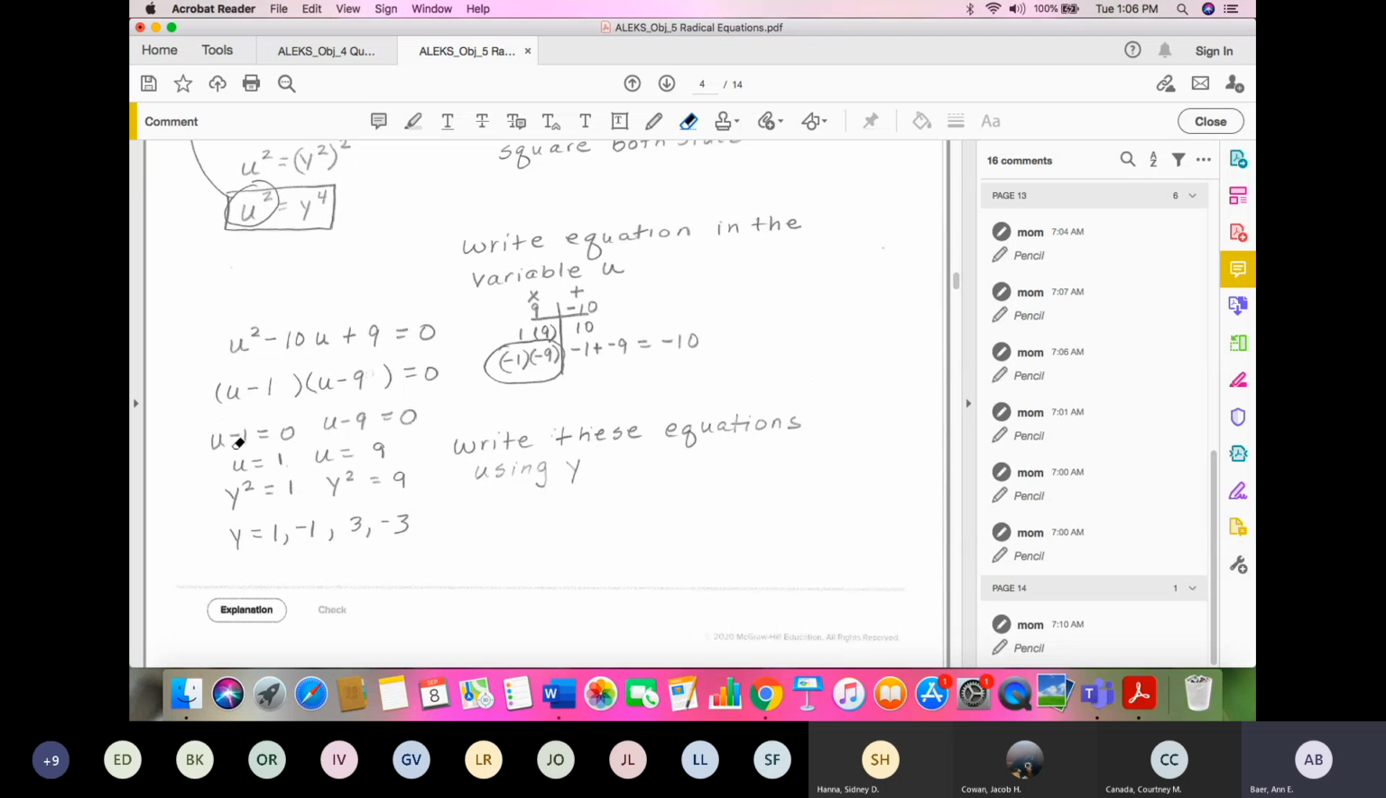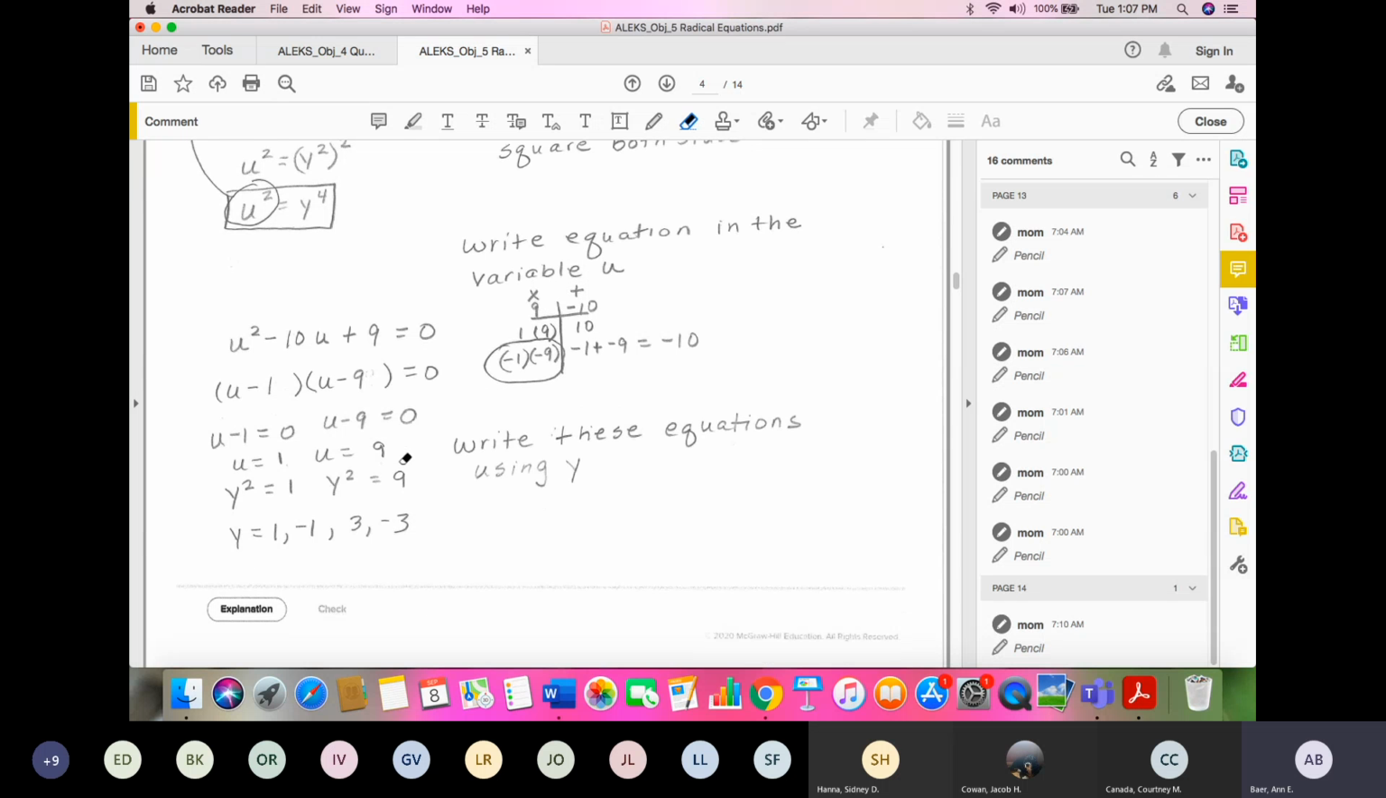If we bring this minus 1 to the other side, it's going to appear as a positive 1, so we get u equals 1. Here we bring this over here, it's going to be positive 9, plus 0, we get positive 9 on this side. So we get u equals 1, u equals 9. But we don't want the answers in terms of u, we want the answers in terms of y.